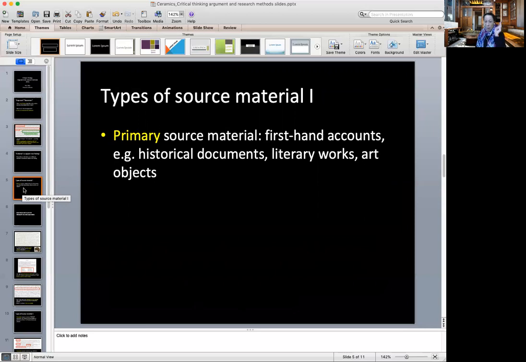Let me talk about the primary source material first. So primary source material is basically first-hand accounts. So historical documents, literary works, art objects, right?